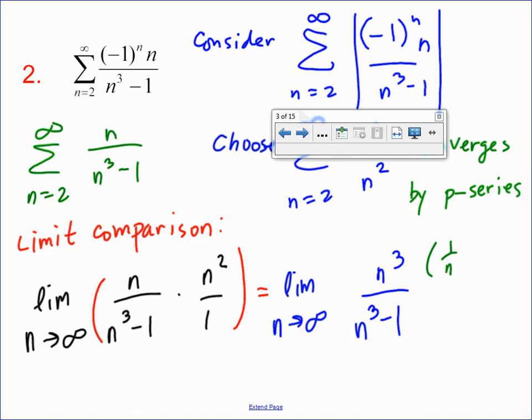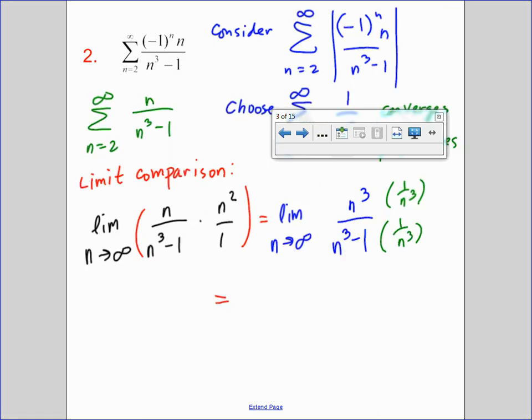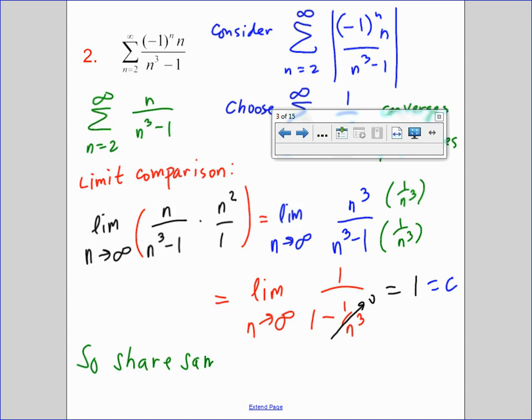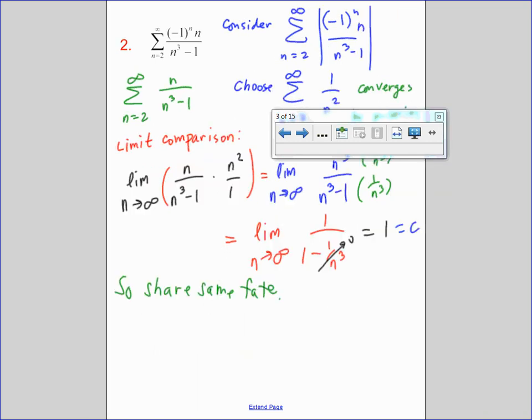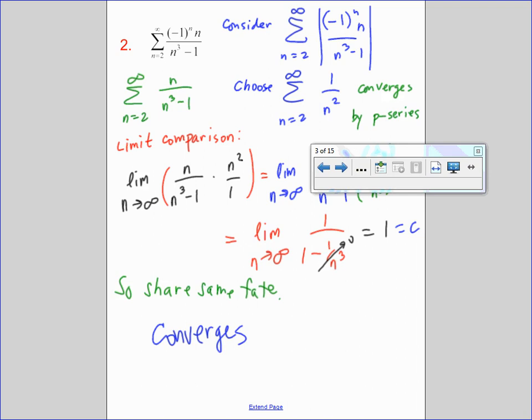Now, we could do L'Hopital's rule, but I see that's going to take 3 times, so much quicker, in my opinion, algebraically, is to multiply by 1 over n cubed. Then we can see the algebraic evaluation of this becomes 1 over 1 minus 1 over n cubed. 1 over n cubed, as n goes to infinity, goes to 0, so the limit equals 1. And that's a constant, so they share the same fate. That doesn't equal 0, it equals C for constant. So it converges by limit comparison. And because it was the absolute value of the original, it converges absolutely.